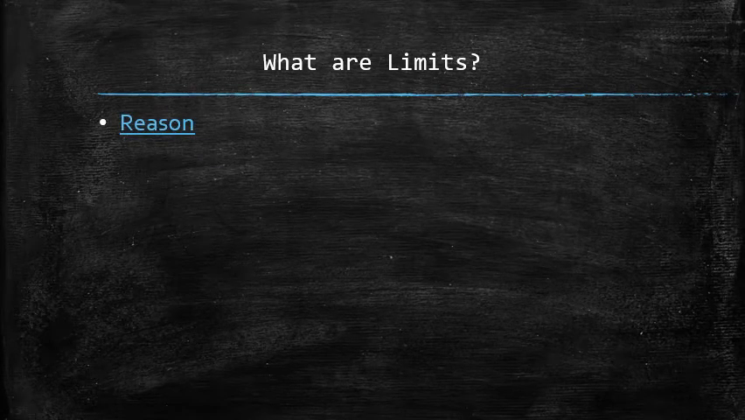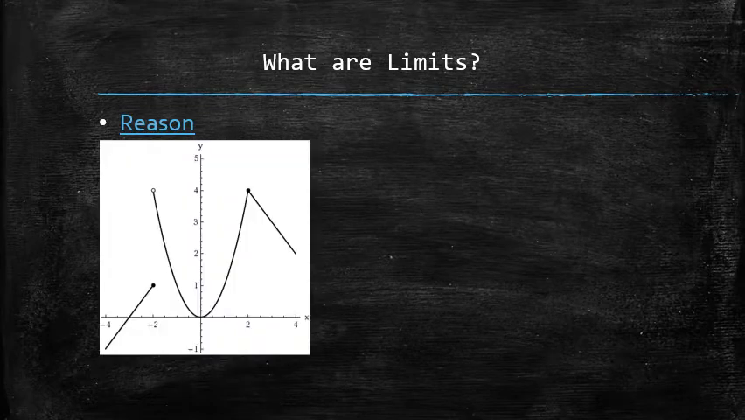Let's start with the reason. Why do we need limits? Consider the following graph. Now imagine that you are talking to a blind person that doesn't know what the graph looks like. And let's try to describe the behavior of the function at the following locations. Let's focus on one, as the rest can be done in a similar way.